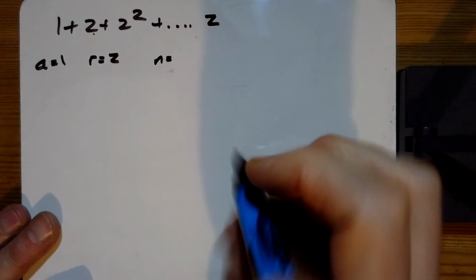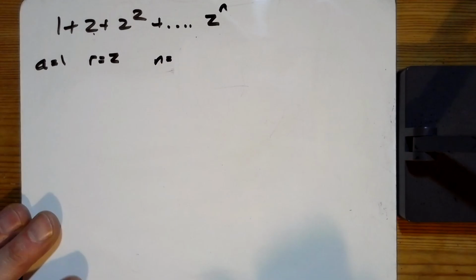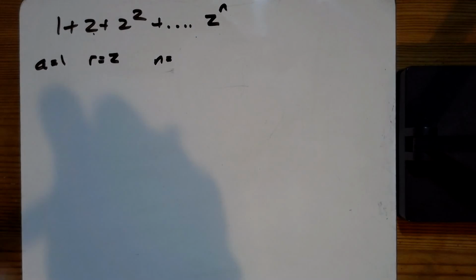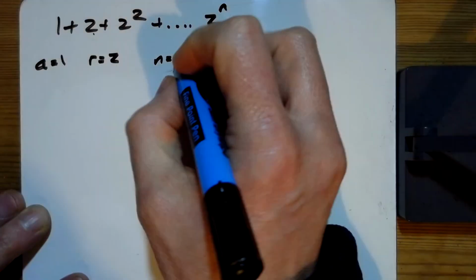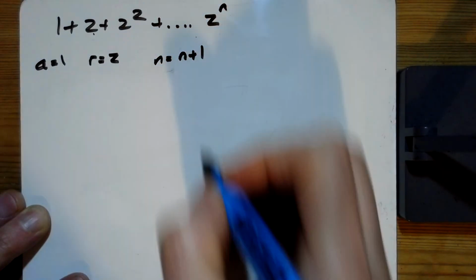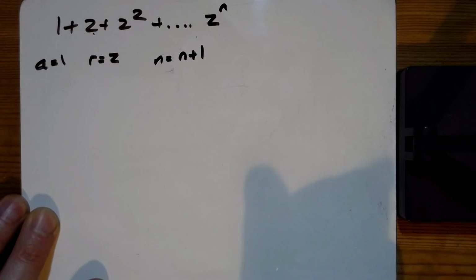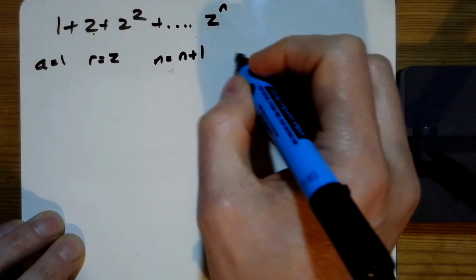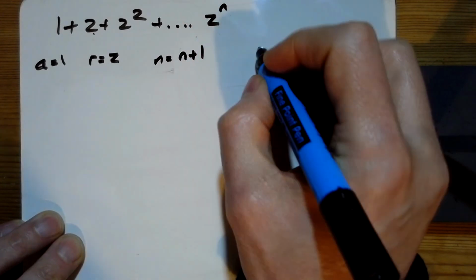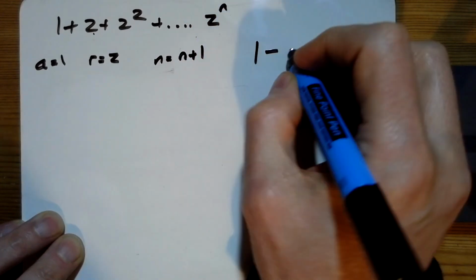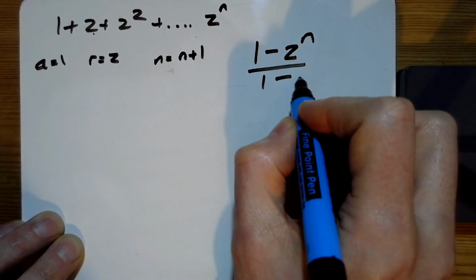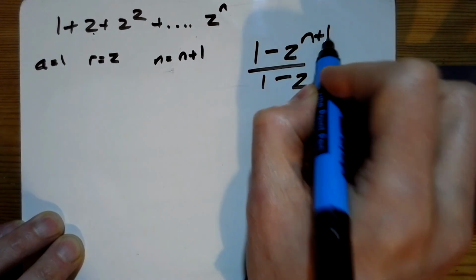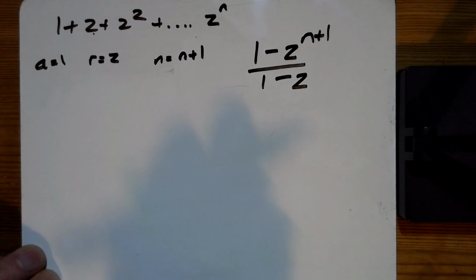Well, for question 1b, we're going all the way up 1 plus z squared, all the way up to z to the n this time. And so, same thing, geometric series: a is 1, r is z, and this time n is actually n plus 1. And our geometric progression formula is a, which is 1, times 1 minus r to the n, all over 1 minus r. And this time the n is n plus 1.